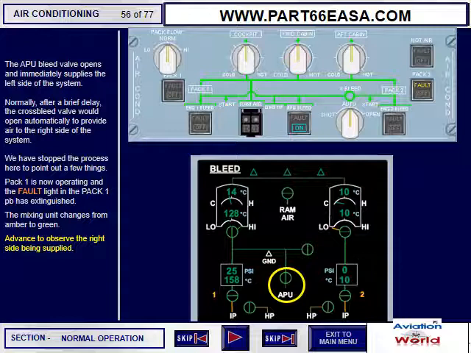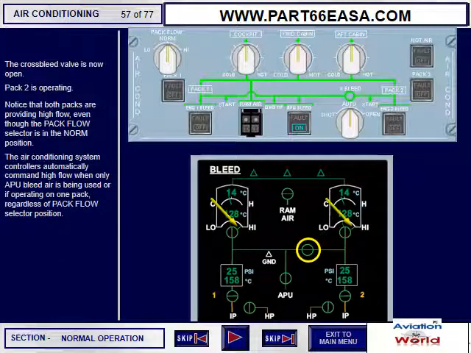Normally, after a brief delay, the cross bleed valve would open automatically to provide air to the right side of the system. We have stopped the process here to point out a few things. Pack 1 is now operating and the fault light in the Pack 1 push button has extinguished. The mixing unit changes from amber to green. Advance to observe the right side being supplied. The cross bleed valve is now open.